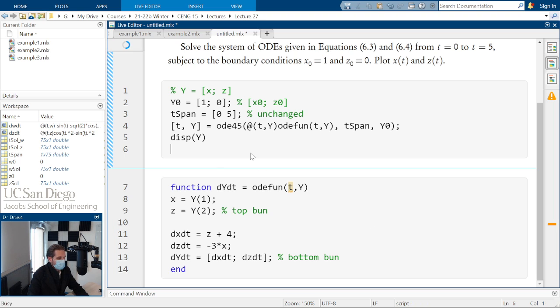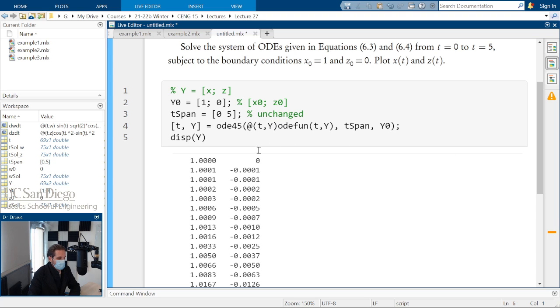So if we run this and look at what y looks like as a solution, we see that y looks like a matrix. It's got a lot of rows and 2 columns. Those 2 columns are coming out in this sort of pattern. They're slightly reversed, but it's essentially this pattern. Y is coming out with the first column as x and the second column as z. So we can extract those elements out.